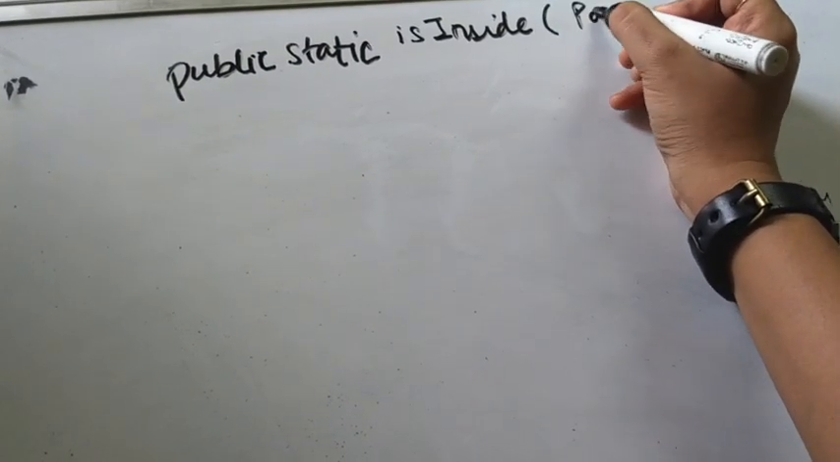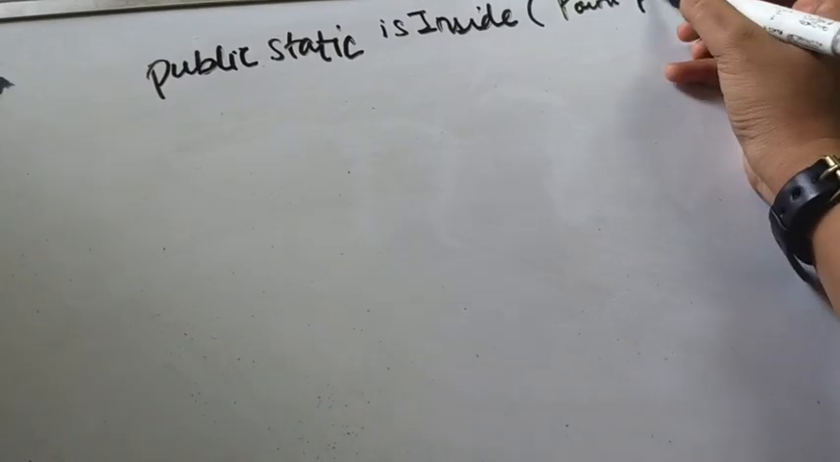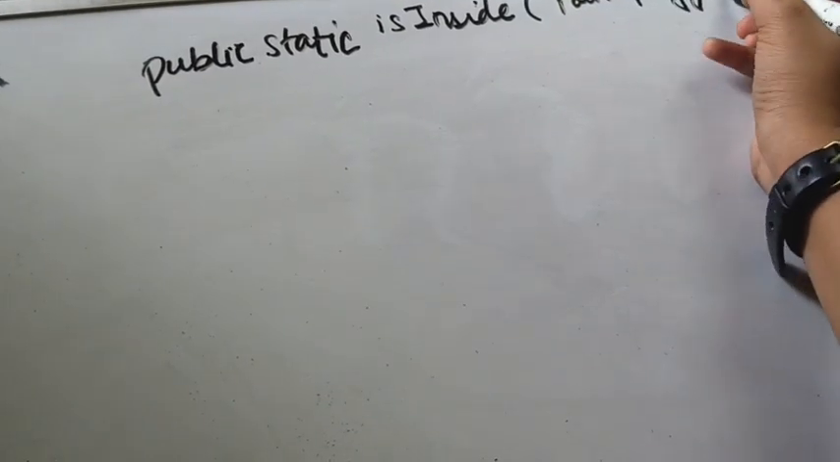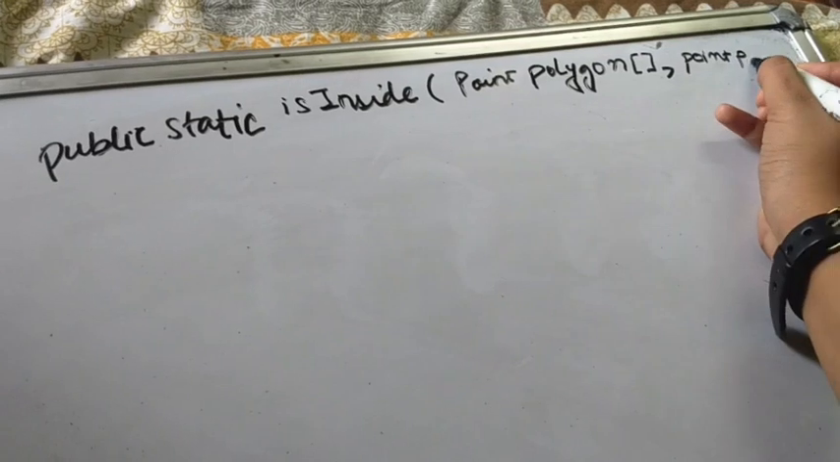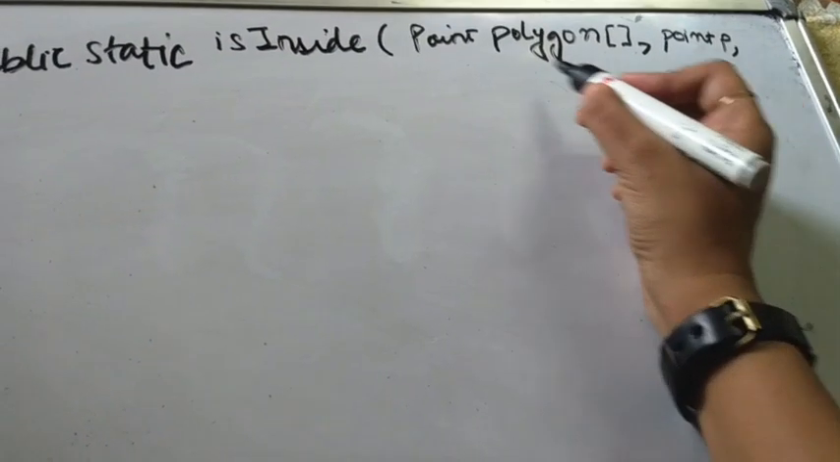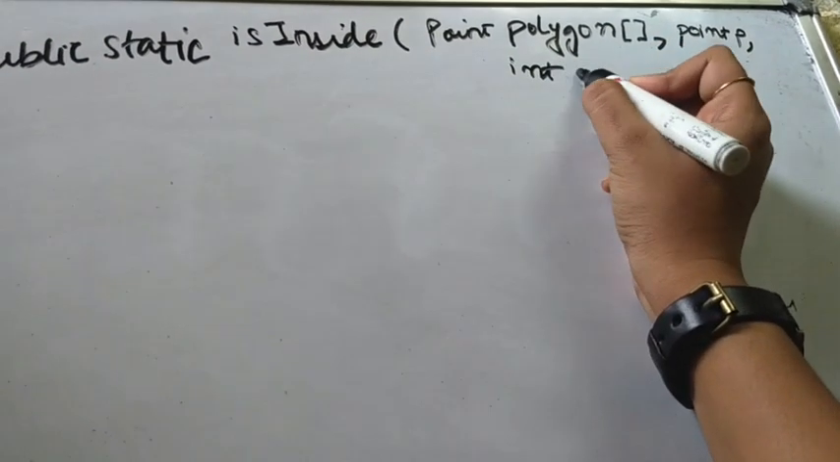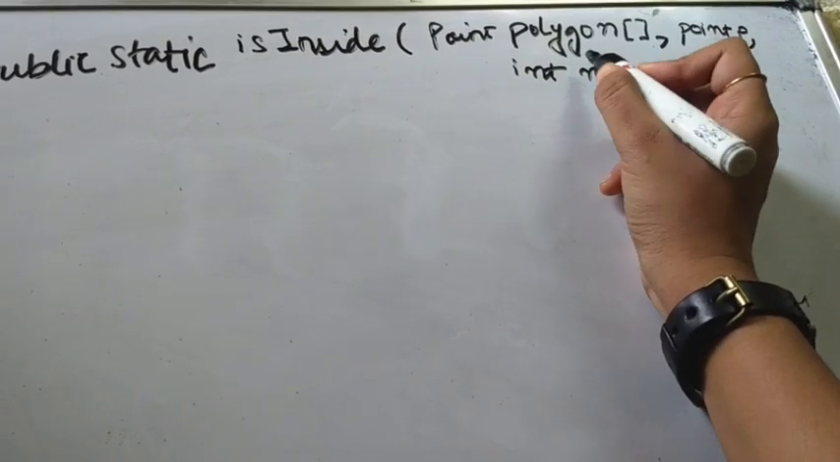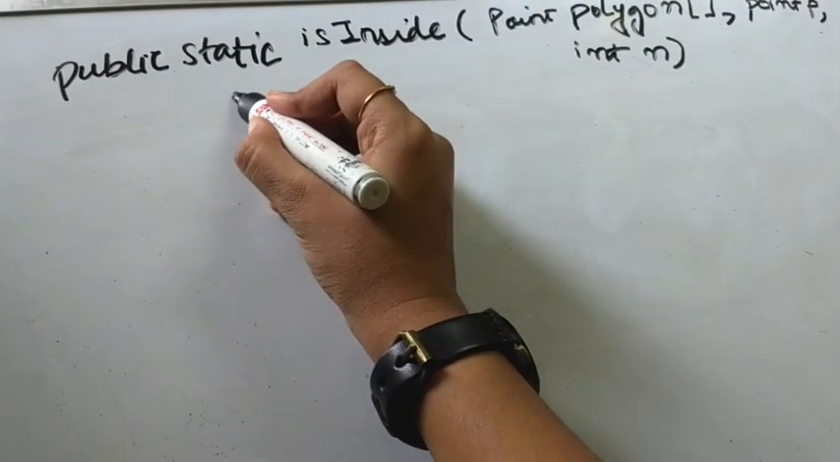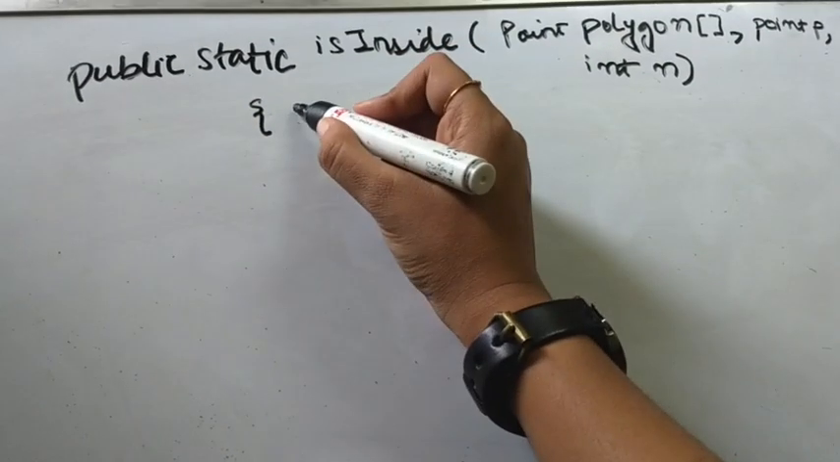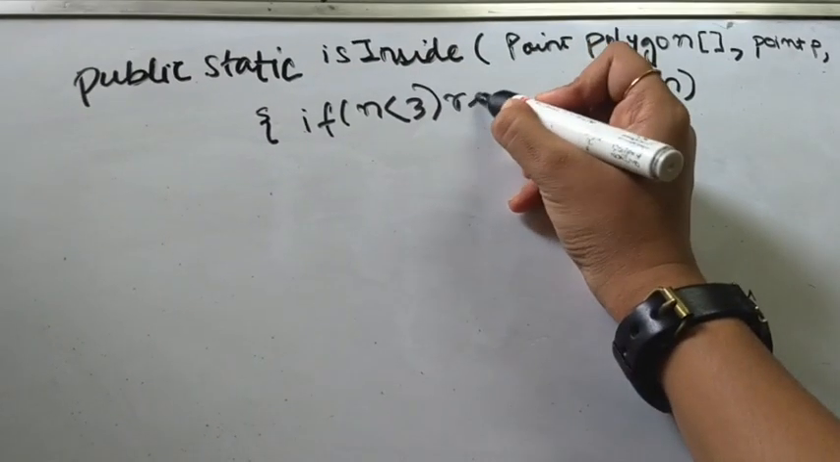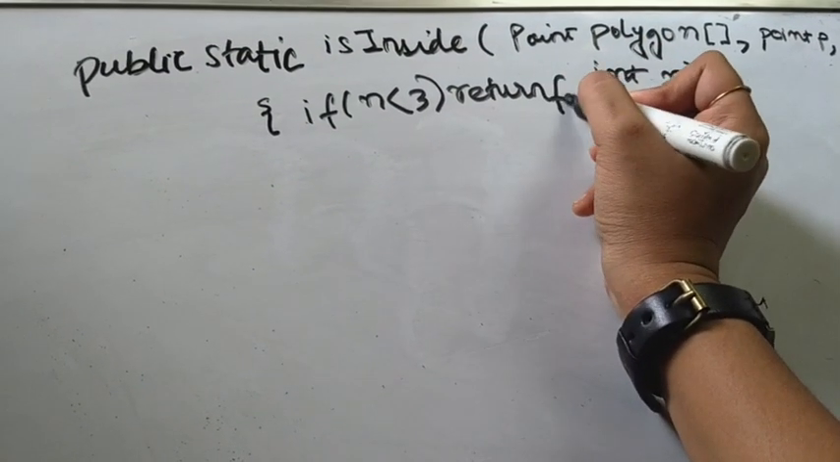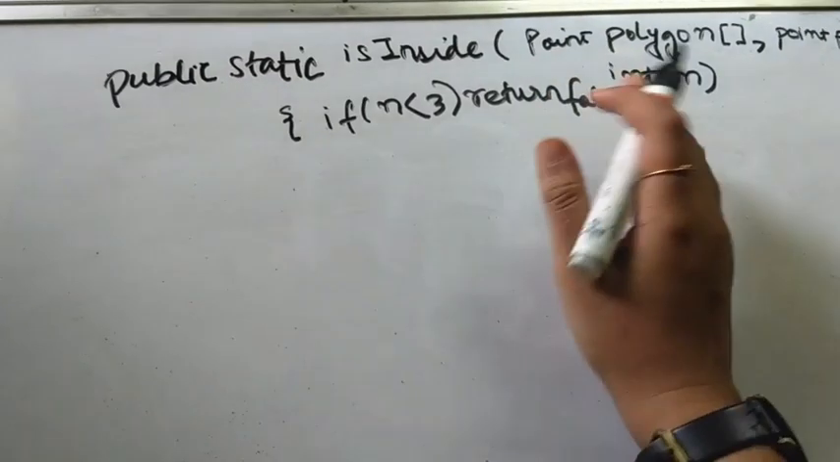Now we'll take a polygon array as discussed with data type point, and another point P, where we have to find out whether P lies inside this polygon or not, and an int n, which is the limit of the polygon. The very first step is very easy: if n is less than 3, we are going to return false, because a polygon always has 3 or more points, right?